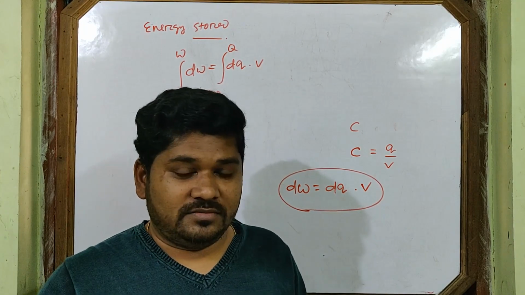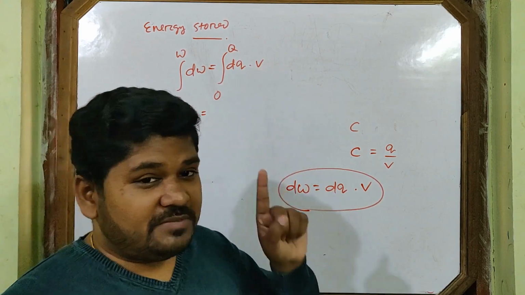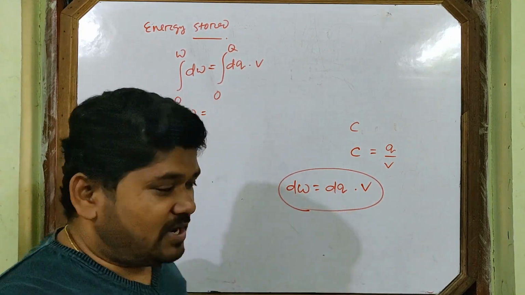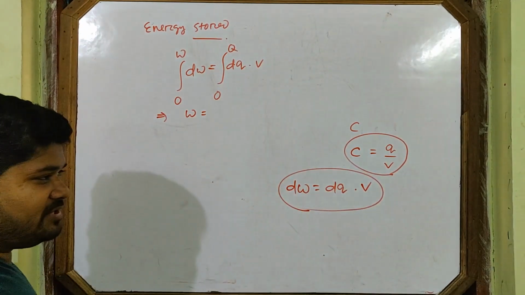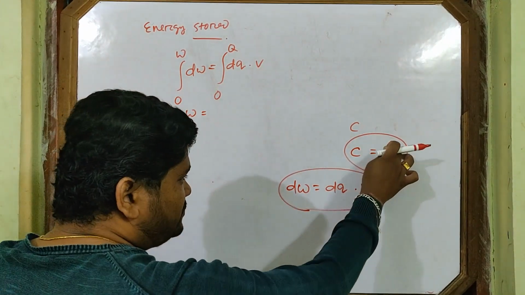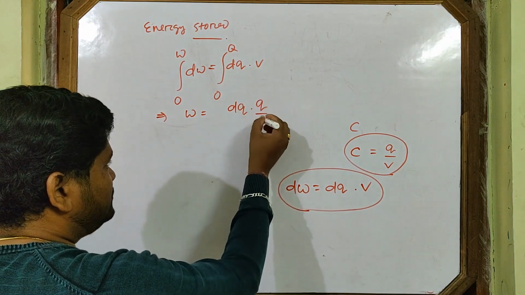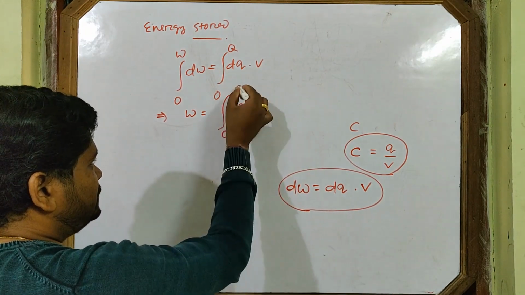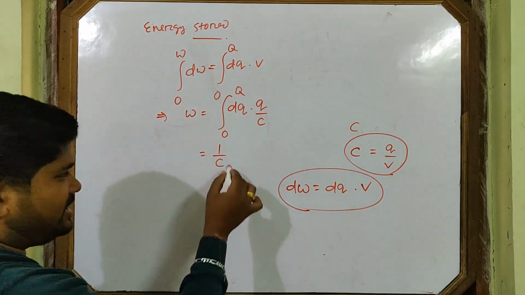But we can do it. How? You will convert one variable. You will convert v in the form of q. How will you convert v in the form of q? You see the formula? v is equal to q by c. Now put v equal to q by c, with limits 0 to capital Q. 1 by c is taken outside.